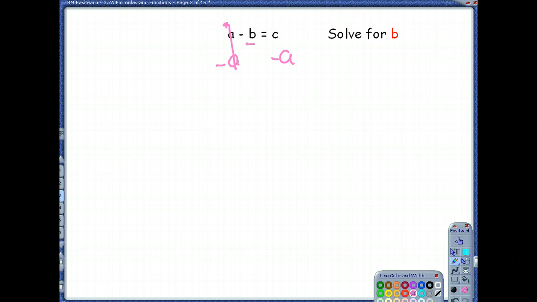What you're left with on this side, if it helps to draw your line, go for it, we have a negative b, and over here we've got a c and a negative a. They're not like terms, so I can't combine them. I'm just going to write it as c minus a. Now, at this point, we're almost done. The b is almost by itself, but notice that right now I've got the negative sign here.